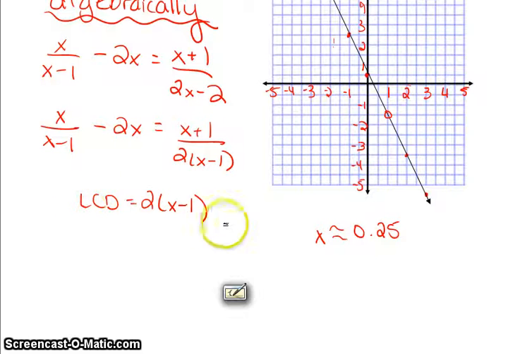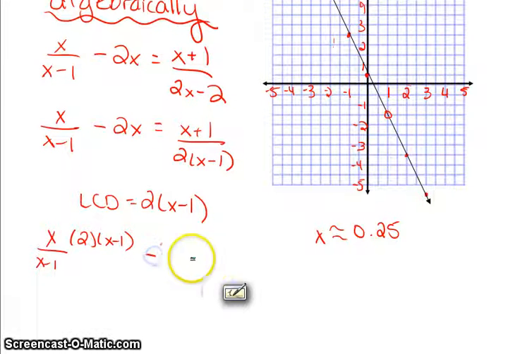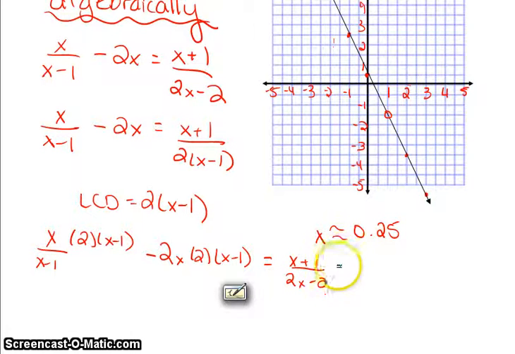So following those steps, we're going to multiply by our LCD. Here we have x over x minus 1. We're not going to be multiplying the top and the bottom, we're going to be multiplying everything by 2 times x minus 1. So we have x over x minus 1 times 2 times x minus 1, subtract 2x times that LCD, 2 times x minus 1, equal to x plus 1 over 2x minus 2, multiplied by 2 times x minus 1. Okay?